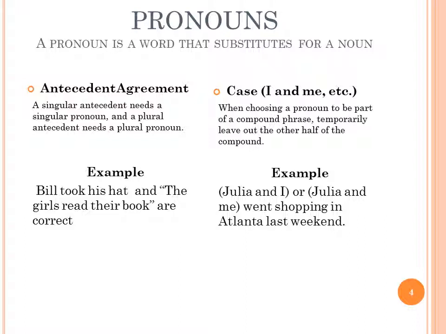When choosing a pronoun to be part of a compound phrase, temporarily leave out the other half of the compound. Example: in "Julie and I" or "Julie and me," you would simply leave off Julie and read the sentence with the second half of the compound. "I went shopping in Atlanta last weekend," or "me went shopping in Atlanta last weekend." I is obviously the correct choice for that example.